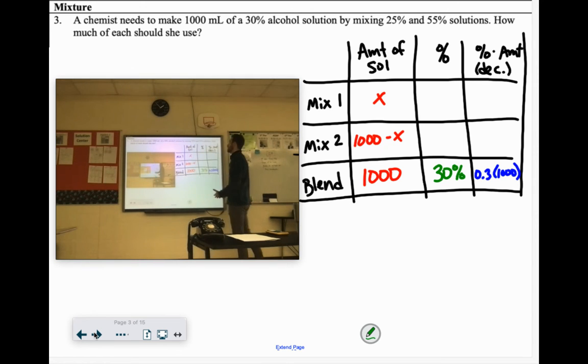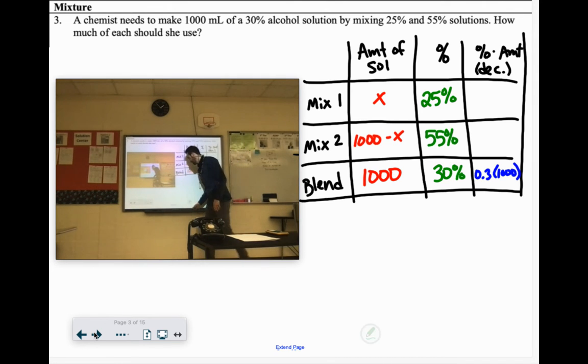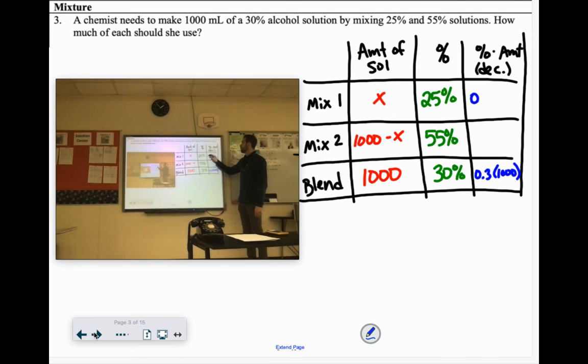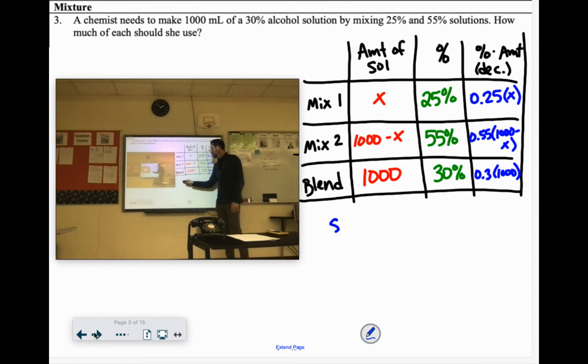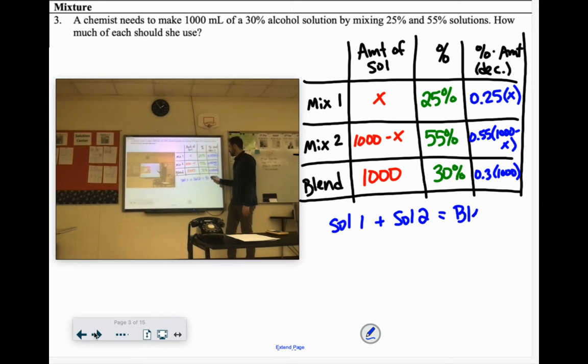So now let's assign the percentage. Mixture 1 was 25%. Mix 2 was 55%. Now we're going to put those in decimal forms times the amount. So our first one, 25% is 0.25 times x. Our second amount would be 0.55 times 1,000 minus x. Okay, so we have solution 1 plus solution 2 equals our blended solution.